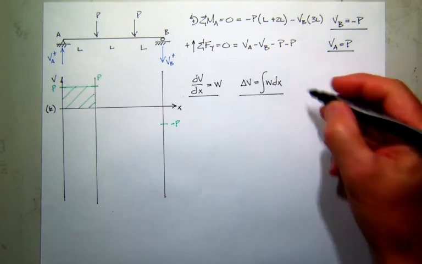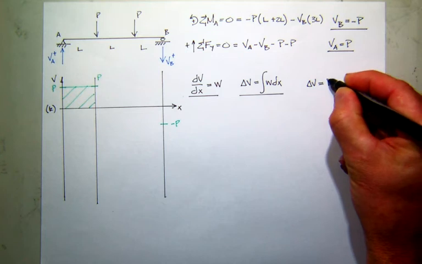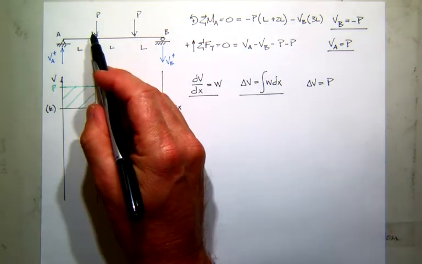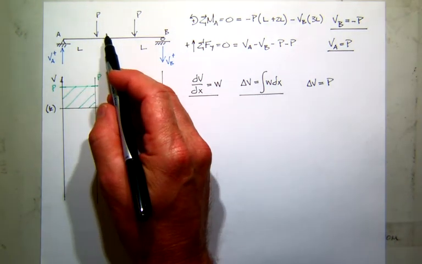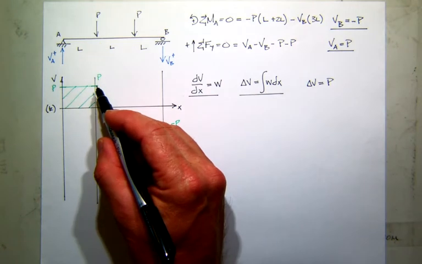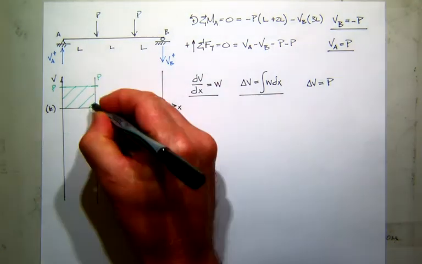We also know that the change in shear is equal to the load P. So as I go from the left side to the right side, I am passing underneath a load P. Is that a positive load or a negative load? Negative. So I'm going to take my shear of P and I'm going to subtract P, and where do I end up? 0.